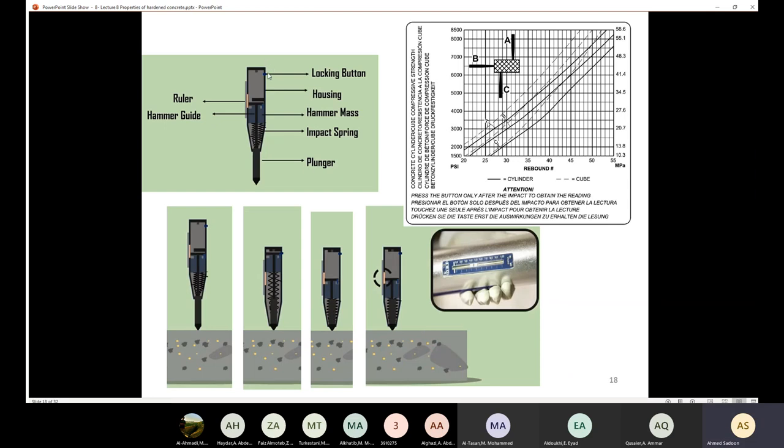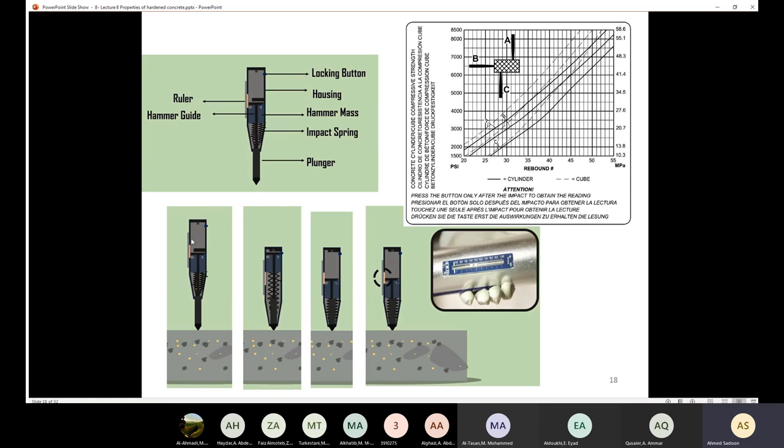Like you can see, the device consists of the plunger. We have the impact spring, the hammer mass, the housing, and the locking button. We have the ruler, through which we can read the value. And here we have the hammer guide.